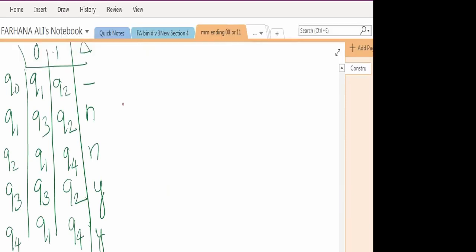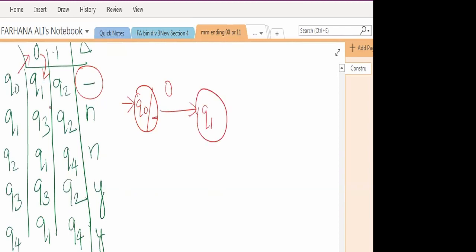Now we will draw the state transition diagram. Start with the initial state Q0. We have to put the output symbol within the state only. There is no output symbol for Q0, so we will put a dash here. Now Q0 on 0 is going to Q1, so we write the input symbol on the transition. What was the output of Q1? The output of Q1 was N, so we write N within the state.